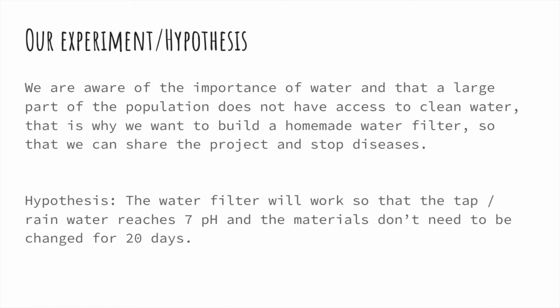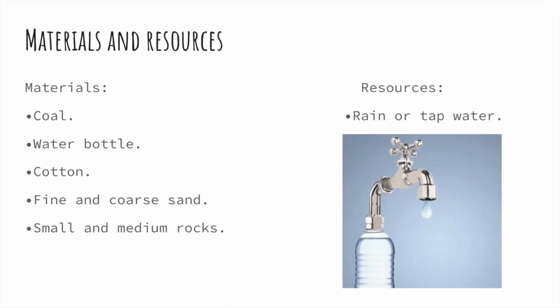Our hypothesis is that the water filter will work, so the tap and rainwater will reach 7 pH and the materials don't need to be changed for at least 20 days. The materials we're going to need are coal, a water bottle, cotton, fine and coarse sand, and small and medium rocks. The resource is rain or tap water. We could use dirty water, but it's not recommendable.